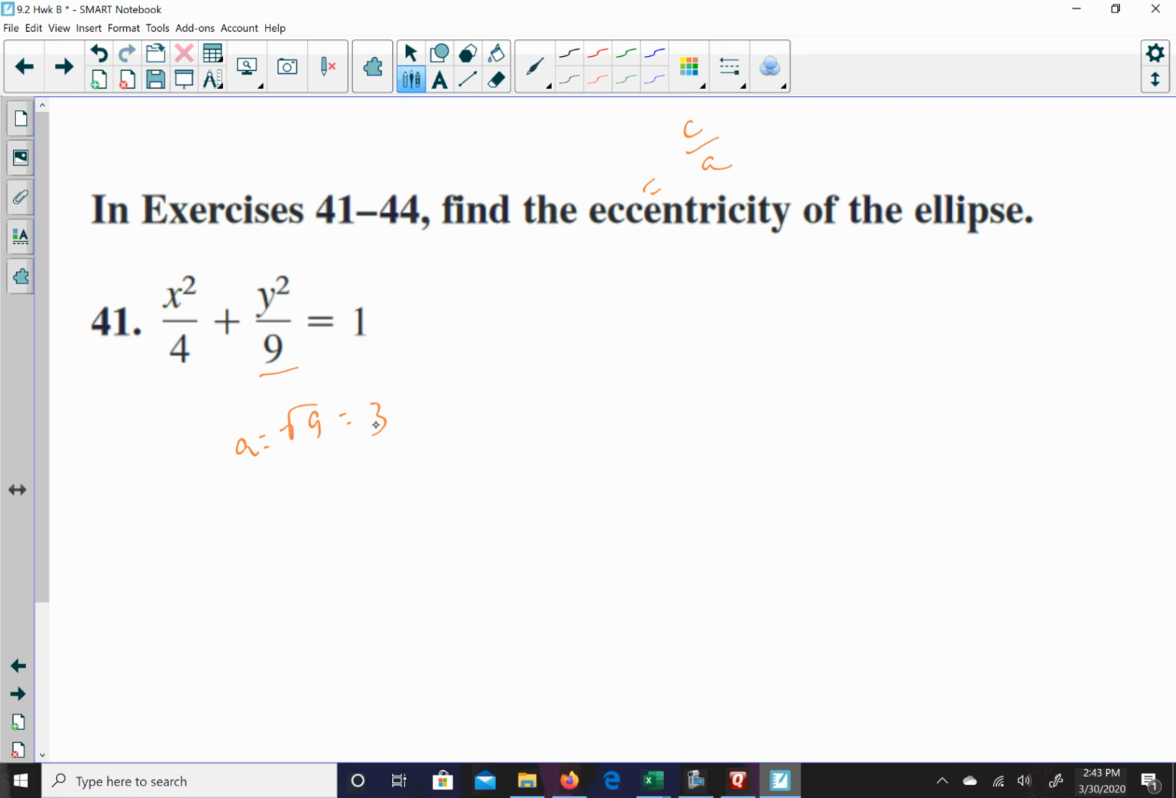So to find C, I'm going to use the formula C squared is equal to A squared minus B squared. So C squared is equal to 5, which means C is equal to the square root of 5. So the eccentricity of this ellipse will be C, which is the square root of 5, over A, which is 3. So just simply the square root of 5 over 3.